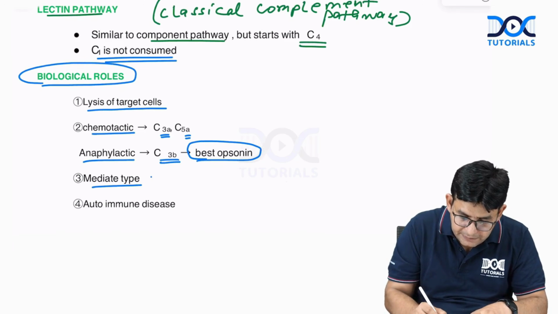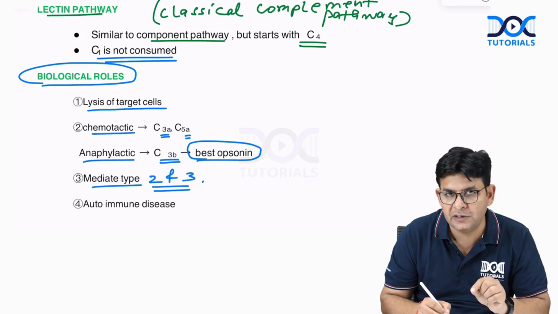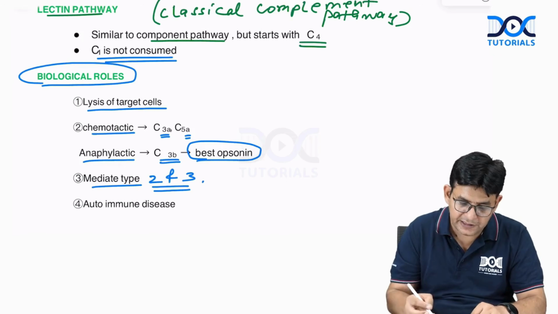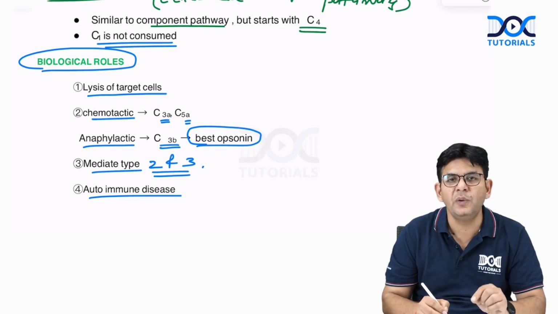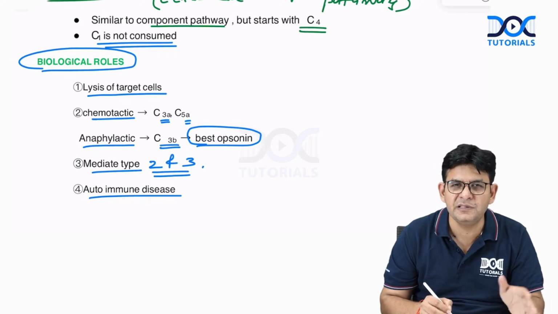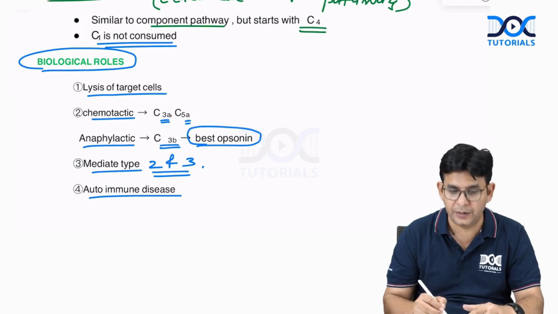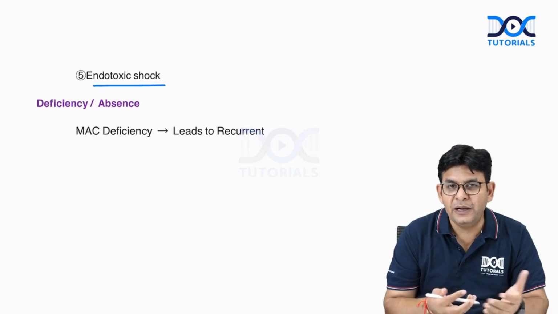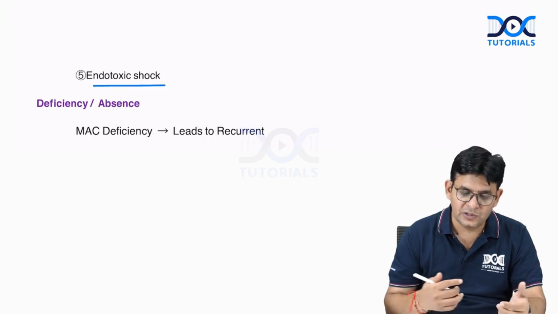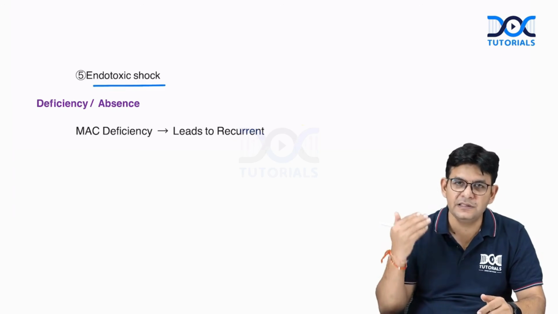Mediates which types of hypersensitivity, guys? 2 and 3. And you know 2 is which one? Cytotoxic, and 3 is which one? Immune complex mediated. And the fourth one is autoimmune diseases. In a number of autoimmune diseases, complement does play a role. Endotoxic shock: you know endotoxins are involved in endotoxic shock also. The complement will have some role.